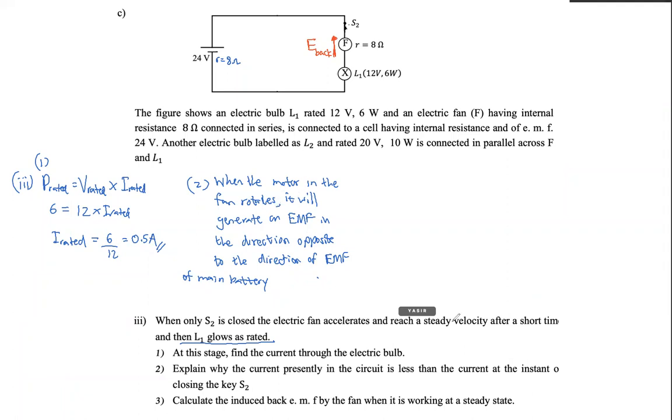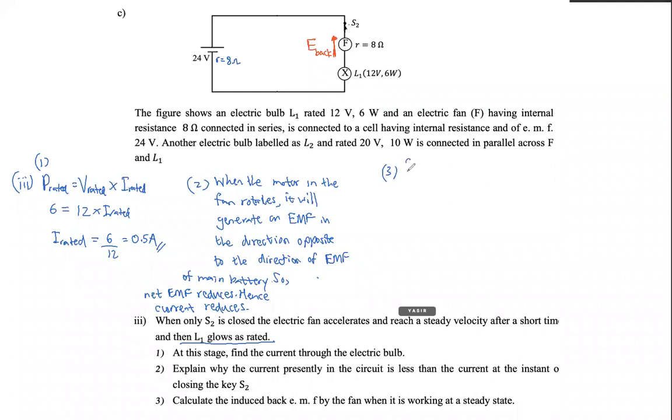What we're saying is, when the motor in the fan rotates, it will generate an EMF in the direction opposite to the direction of EMF of main battery. So net EMF reduces. Hence current reduces. But in this question, there's a problem. The initial current is greater than the rated current. So I think there's a problem with the numbers they have given, but there's no other way of handling this question. Let's continue. Third one, calculate the induced back EMF by the fan when it's working at steady state.